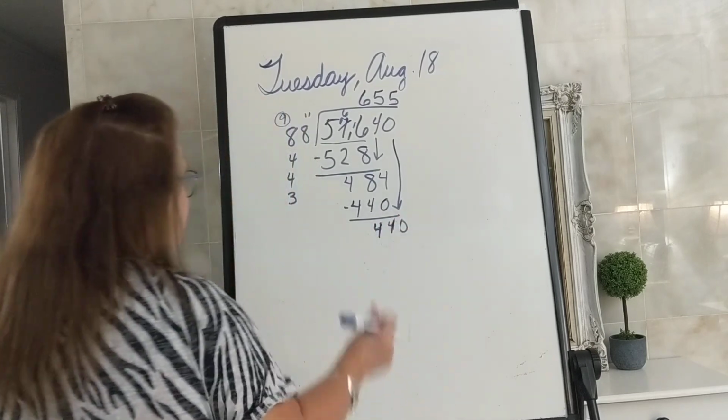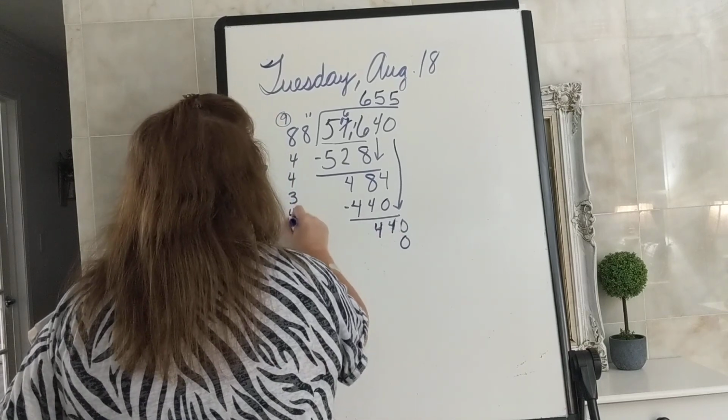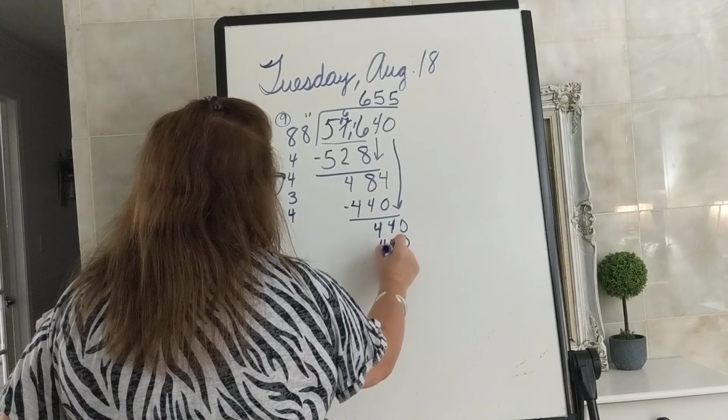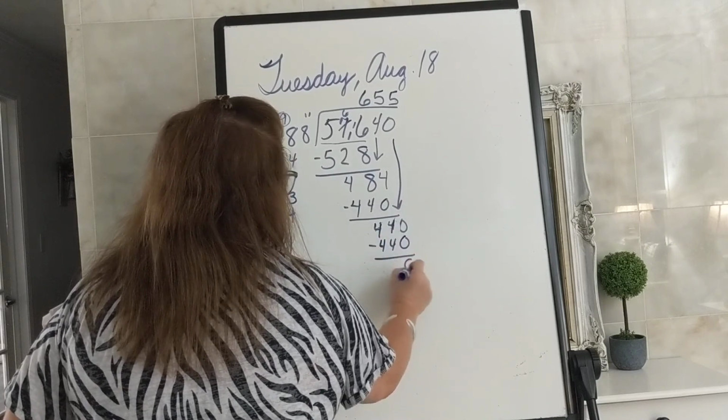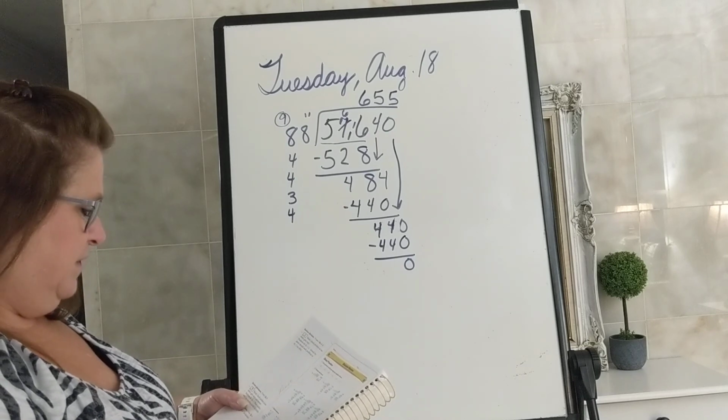All right, so our 5 is back up at the top. 8 times 5 is 40, put 0 down, carry our 4. 8 times 5 is 40 plus our 4 we carried is 44. 440 minus 440 is 0. Okay, so our quotient is 655.